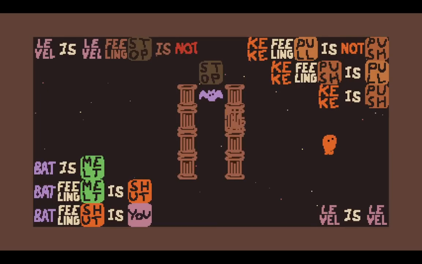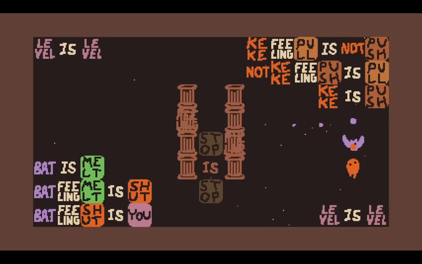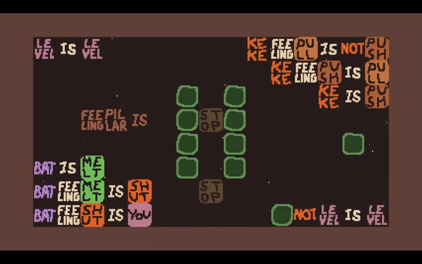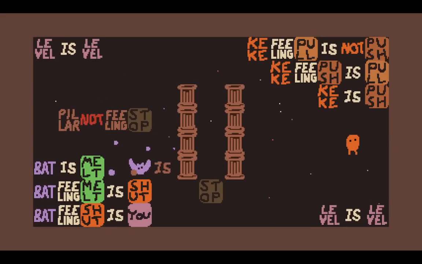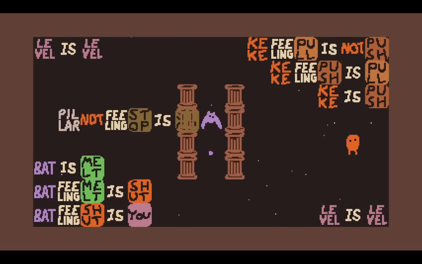Remember that first level? In the set where the solid rectangular things, the levels were stopping us, even though there was no rule. Well, that's the innate rule here. It didn't work whatsoever, because the game is inconsistent. It added not to some of this crap. Not even sure what that would do. Not levels level. Can we try a thing that failed before, by the way? Pillar not feeling stop is stop. Doesn't work.